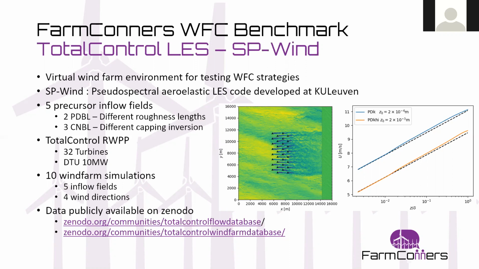These inflow fields comprise two pressure-driven boundary layer cases with different reference lengths, as can be seen in the figure on the right. And also we have 3 different conventionally neutral boundary layer cases, characterized by a capping inversion on top of a turbulent boundary layer. The wind farm used for our simulations is a Total Control reference wind power plant comprising 32 DTU 10 megawatt turbines, as can be seen in the first figure on the right, staggered vertically and horizontally by 5D spacing between the turbines.